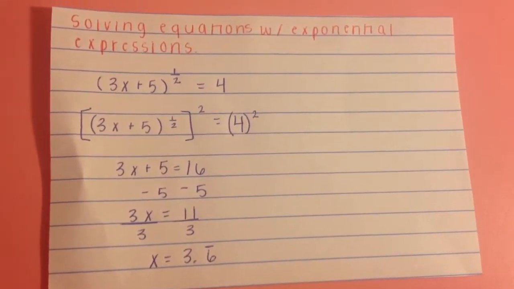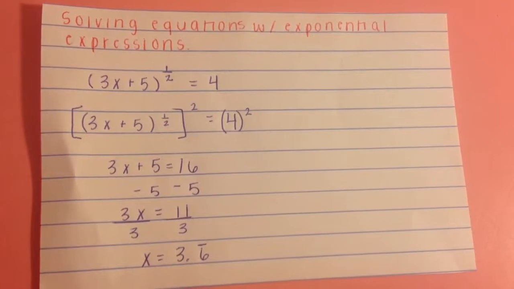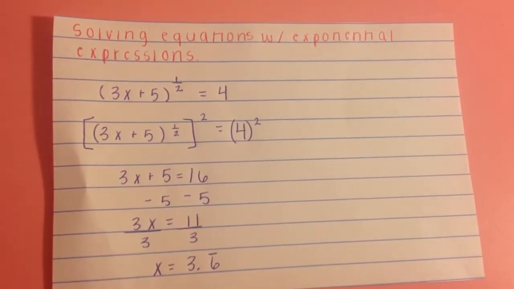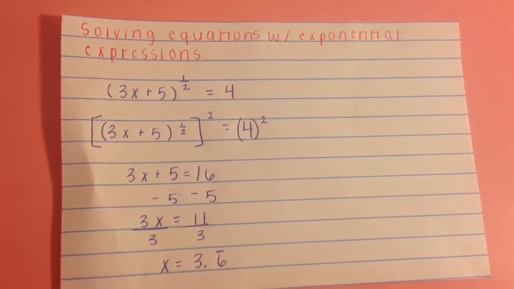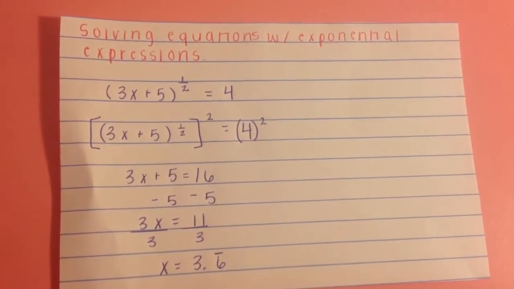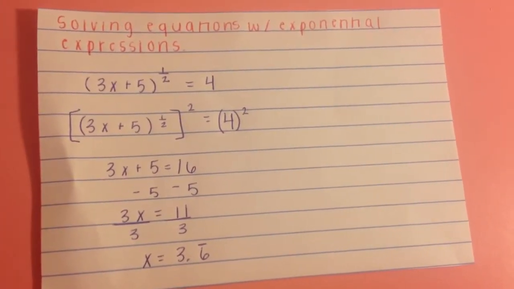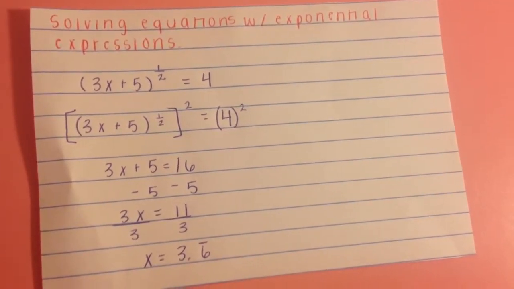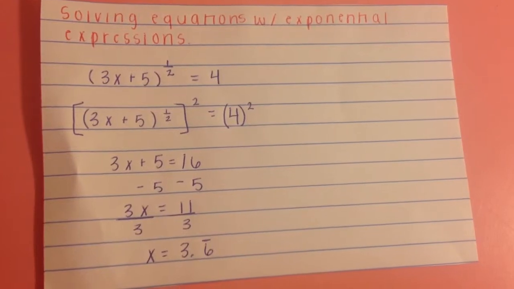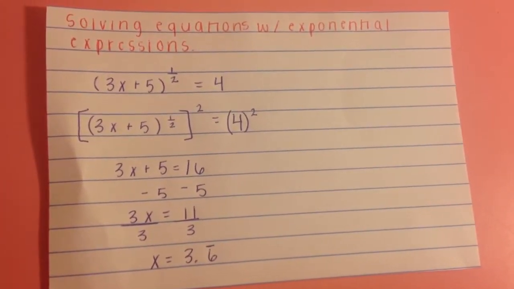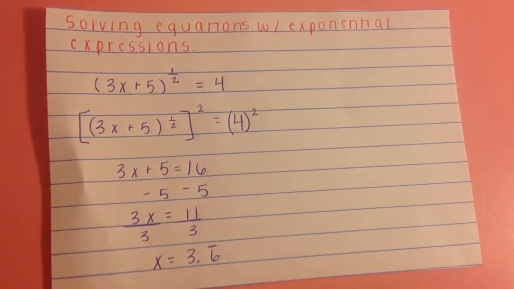Next, we'll look at solving equations with exponential expressions. So here we have the equation 3x plus 5 to the power of 1/2 equals 4. To cancel out that exponent of 1/2, we can square the entire expression. So if we square 3x plus 5 to the power of 1/2, we also have to square 4. That's a mistake people might make. Don't forget to do it to both sides of the equation.